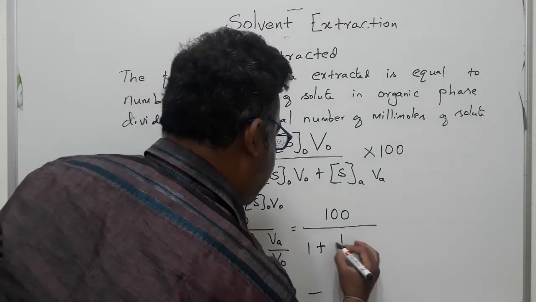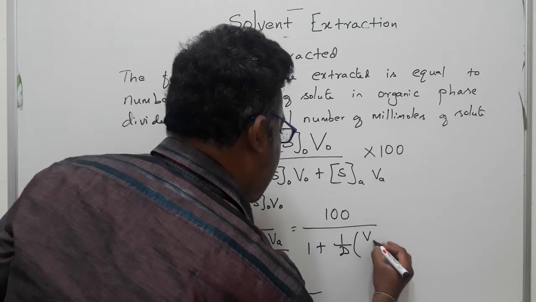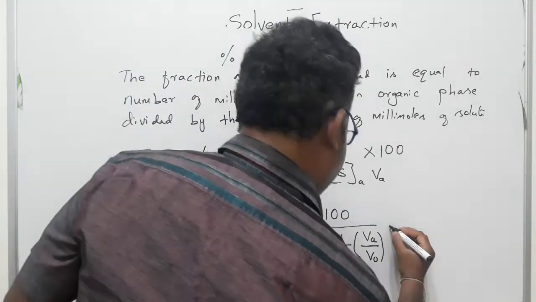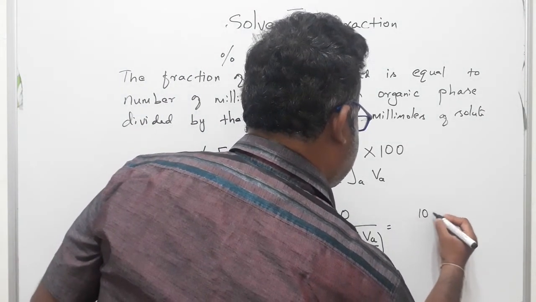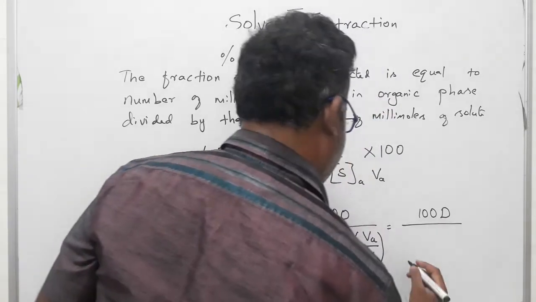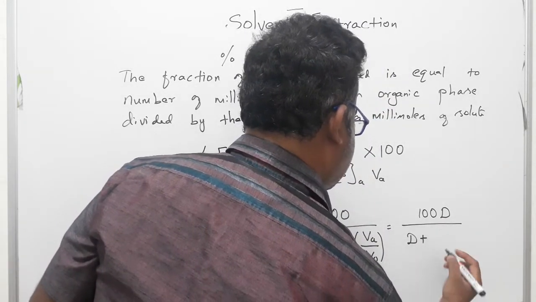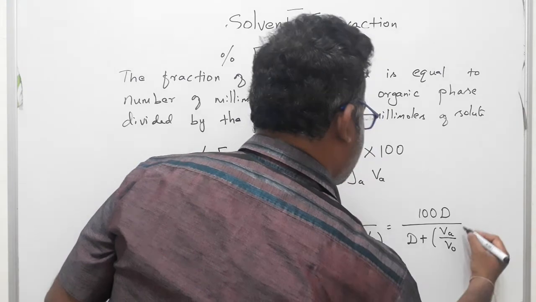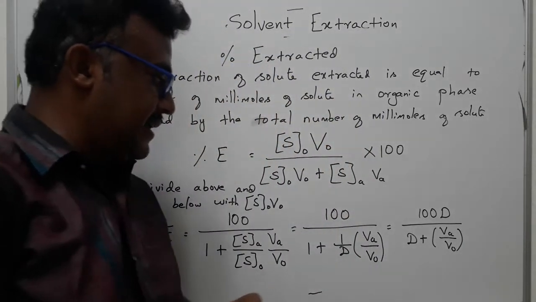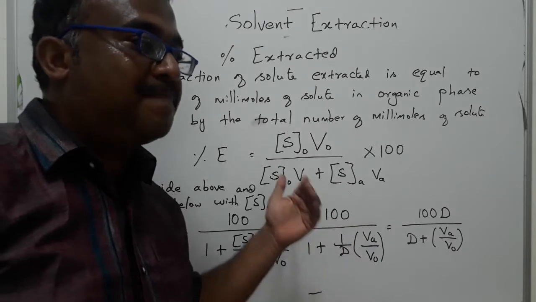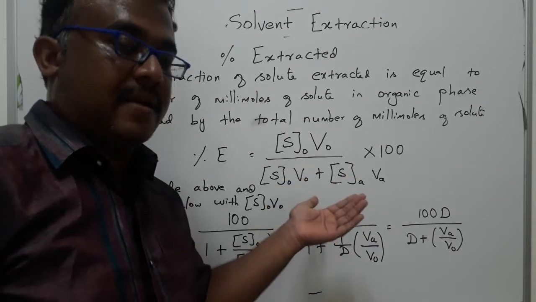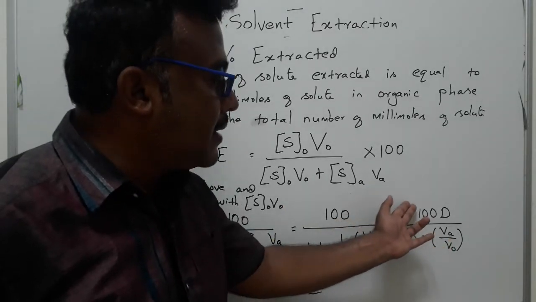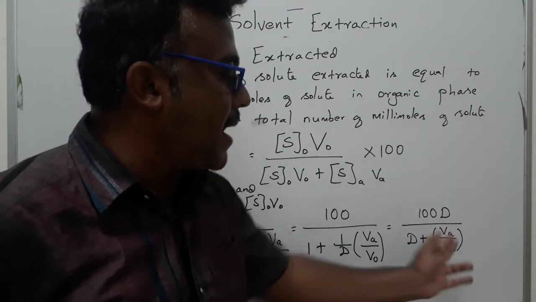1 plus 1 by D into VA by VO, which is again equal to 100 D divided by D plus VA by VO. So the percentage extracted, that is, how much of the solute is present in the organic layer, is equal to 100 D divided by D plus VA by VO.